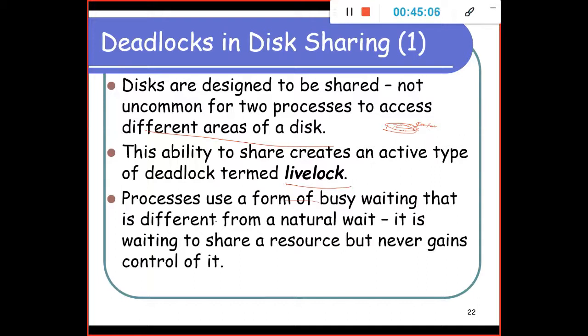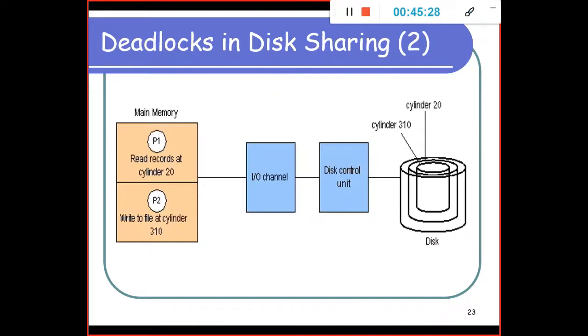Processes use a form of busy waiting that is different from natural wait. It's waiting to share a resource but never gains control of it. If you are able to share, it creates an active type of deadlock termed livelock. It's just similar to the locking. Processes use a form of busy waiting that is different from natural wait. It is waiting to share a resource but never gains control of it.